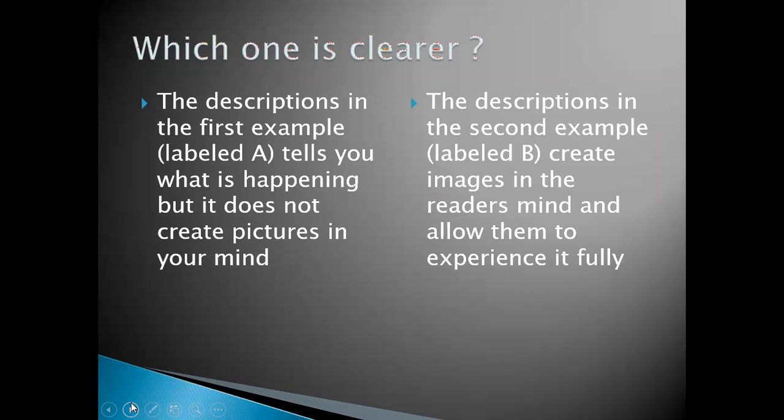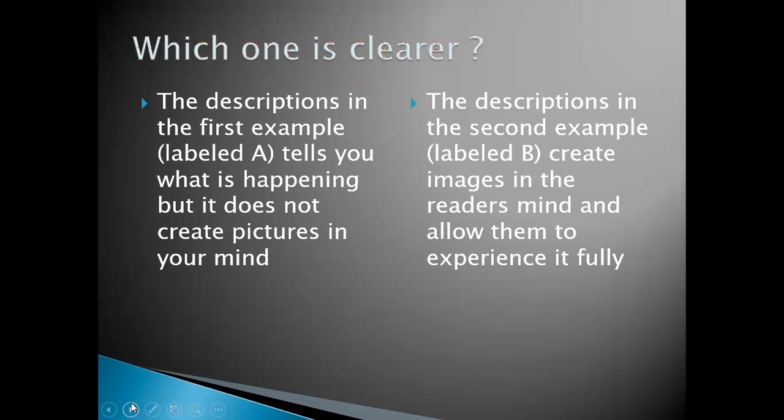Acha, which one is clearer? Now, a little description has been given here as well. Which one is clearer? The description in the first example, labeled A, tells you what is happening, but it does not create pictures in your mind. Look at this. All right. But the descriptions in the second example, labeled B, create images in the reader's mind and allow them to experience it fully.